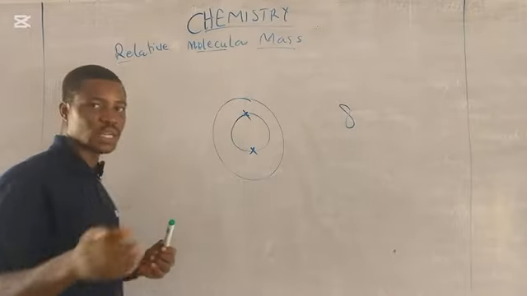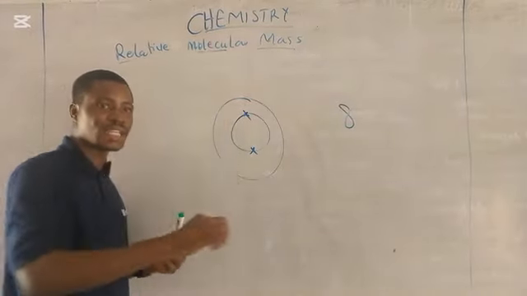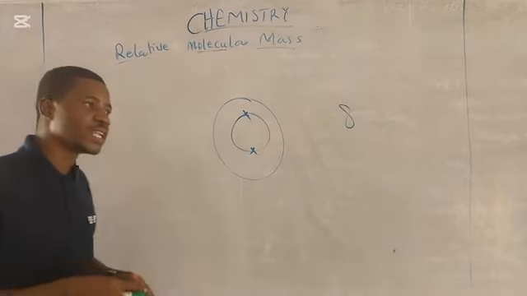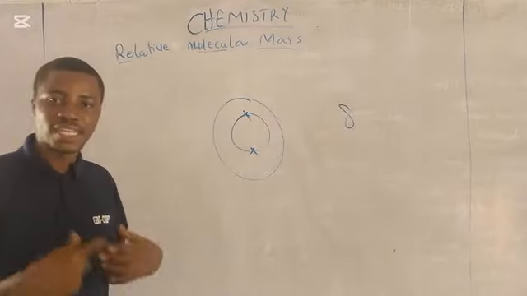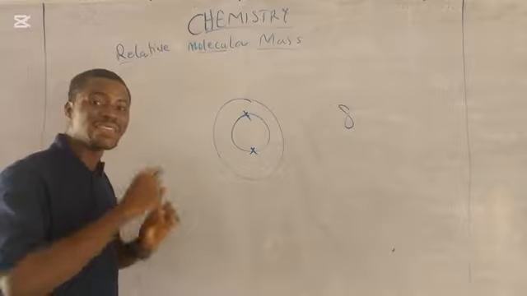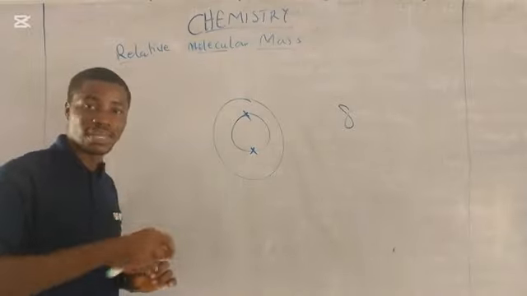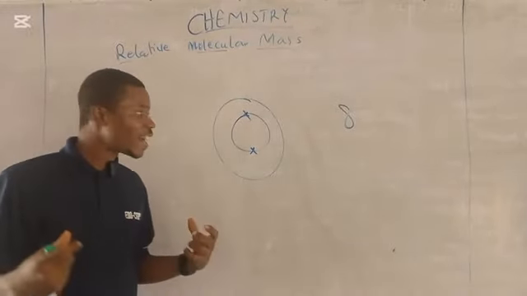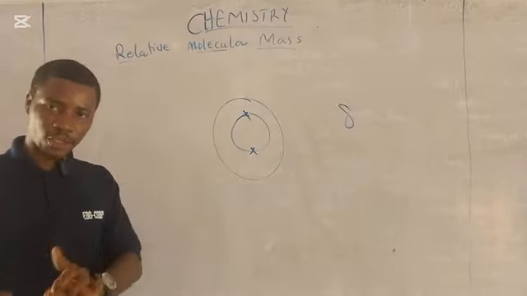If you paid attention to last class, I told you that this outer shell is called the valence shell, and the electrons in the outer shell. Somebody asked me a question: what is the meaning of valence electron? A valence electron is simply an electron in the valence shell, in other words, the outermost shell of an atom. That's what you call the valence shell. So whichever electron you have in that valence shell, that's what you call the valence electron.